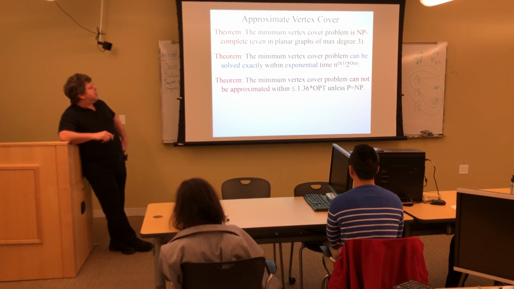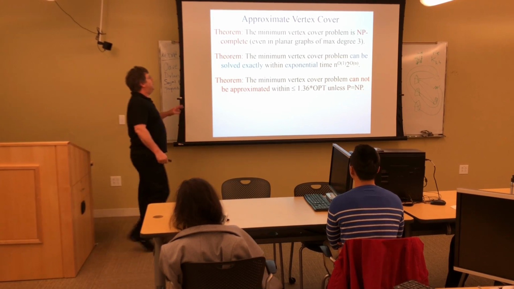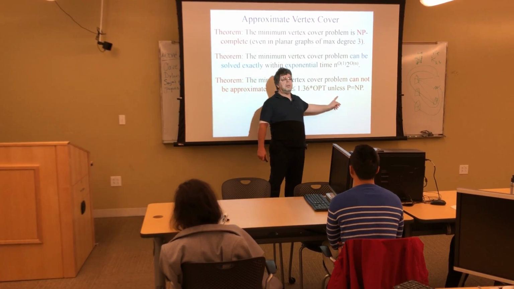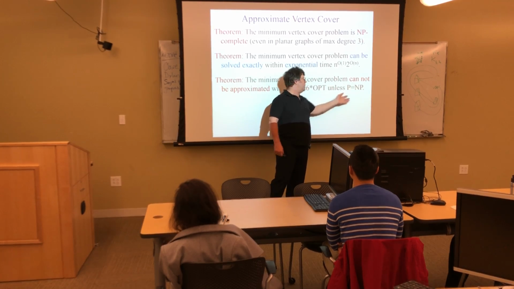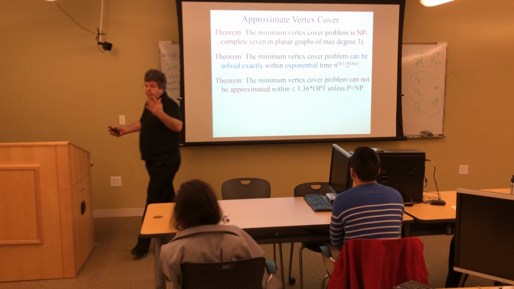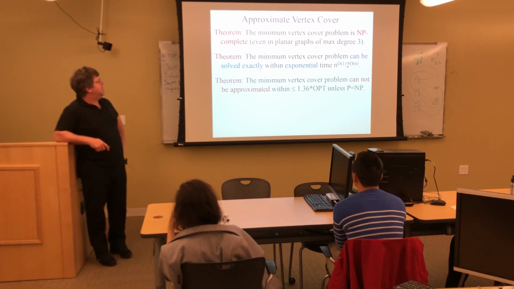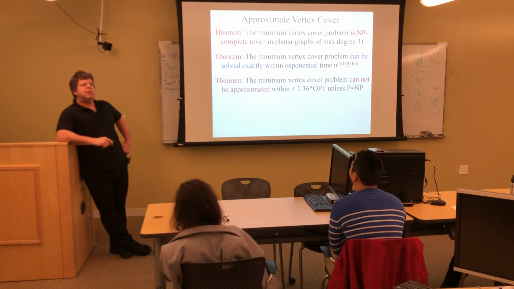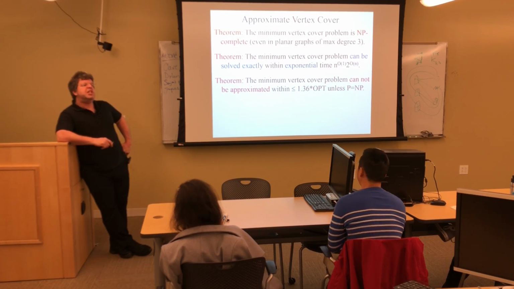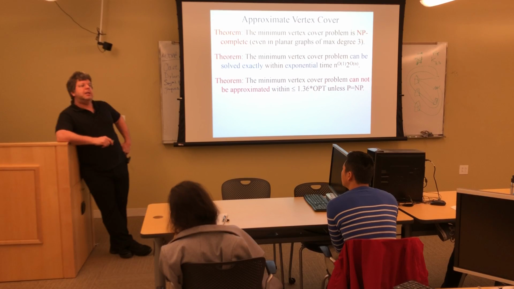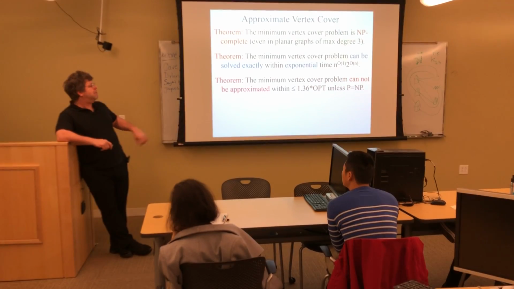There's also a non-approximability result. It turns out you can prove that this problem cannot be solved in polynomial time better than 1.36 times optimal, unless P is equal to NP, in which case you can solve it exactly in polynomial time. But we don't know if P is equal to NP, and one is equivalent to the other. So unless P is equal to NP, this is not approximable within a factor of 36% away from optimal. We know that much. And the real number could be much higher than that. That's just a lower bound on the approximability.